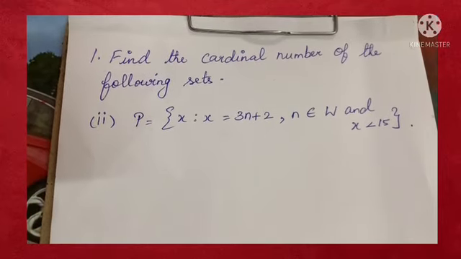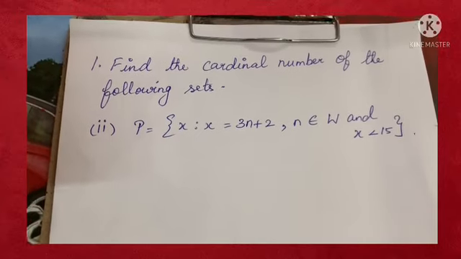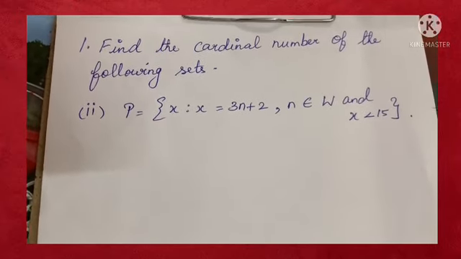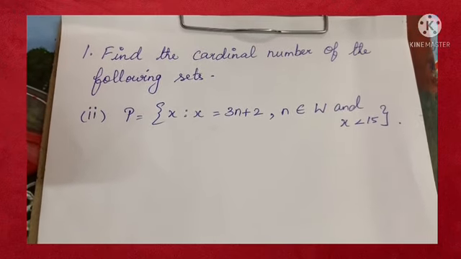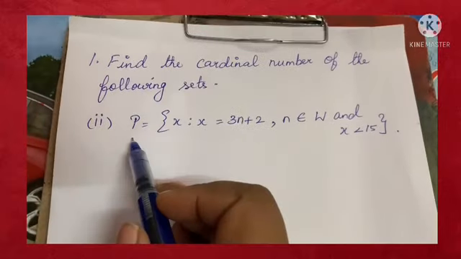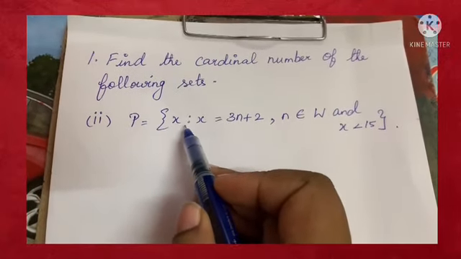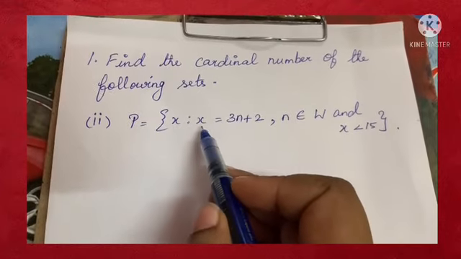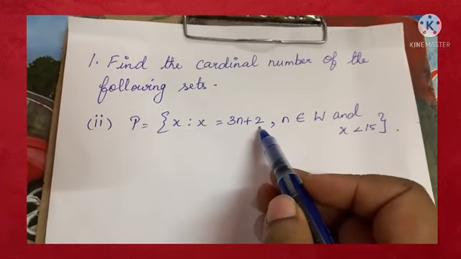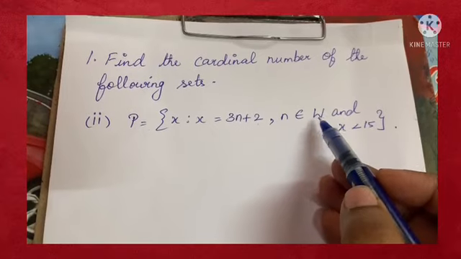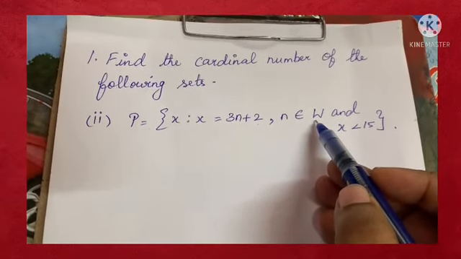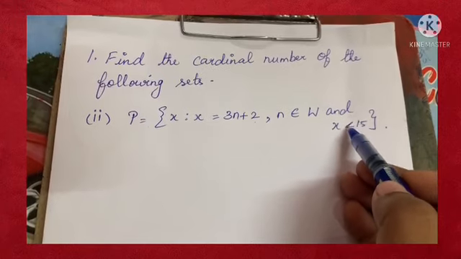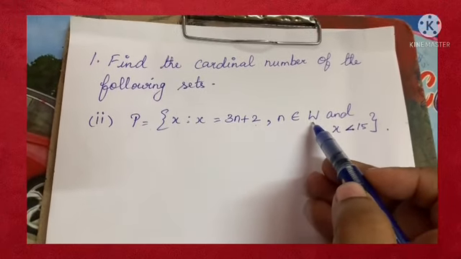Okay, now let's take the first sum in the exercise. Find the cardinal number of the following sets. What is the meaning of cardinal number? It is just counting the number of elements in the set. But here P is equal to {x}, but how was my x given? x = 3n + 2, where n belongs to W. You know W is the whole numbers, which start from 0. And x should be less than 15. My x value should be less than 15 and n should be taken from W.